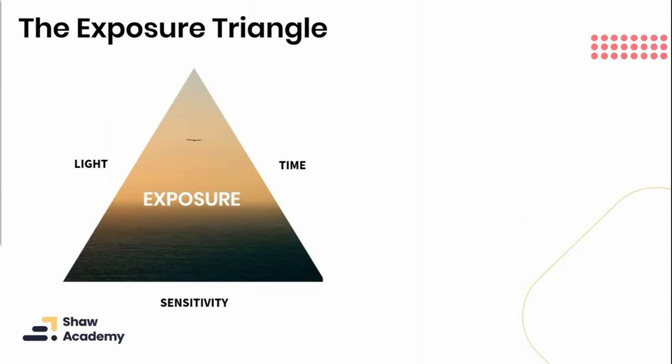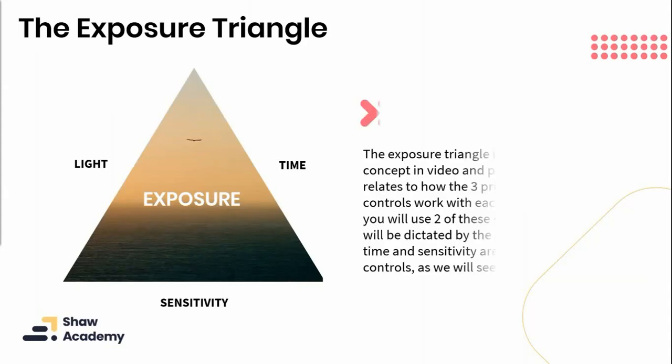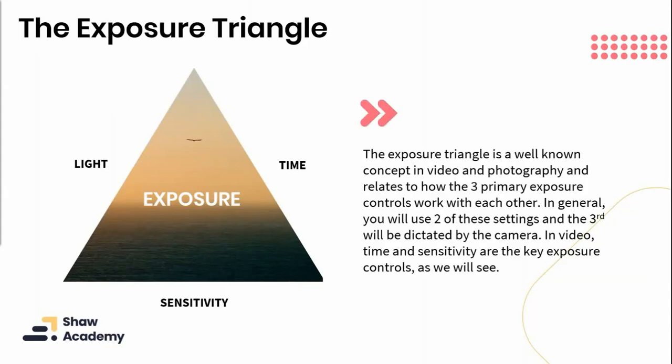Exposure is simply the light that is captured, that is recorded onto our image sensor, whether it's a photography exposure or whether it's a video, a film, it's still captured and recorded onto our digital image sensors. Now, this is a very familiar concept, well known in video and in photography, and it relates to the three primary exposure controls and how they work with each other.